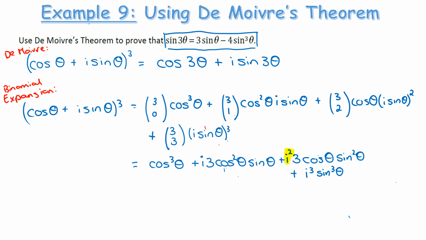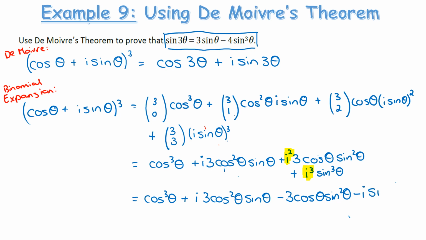So we should know at this point that i to a power bigger than 1 should never be written. It should be converted. So I'm going to tidy this up a little bit more. So cos cubed theta plus, I'll leave the i out here, 3 cos squared theta sine theta. We should know that i squared is minus 1, so that's minus 3 cos theta sine squared theta. And then i cubed is actually minus i, so we get minus i sine cubed theta.